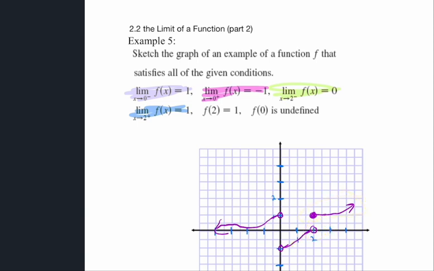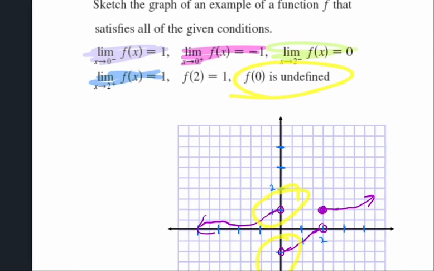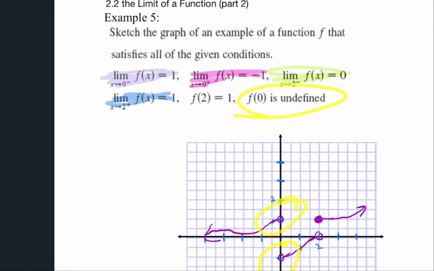f of 2, oh, it is equal to 1. I was supposed to color that dot in. I didn't see that right there. So that one does have a colored in dot there. But f of 0 stays an open circle. So yeah, everything that I wanted to be in my graph is there. Okay, does that make sense? So your graph and my graph might look slightly different, but the characteristics that are most important have to be featured in the graph.